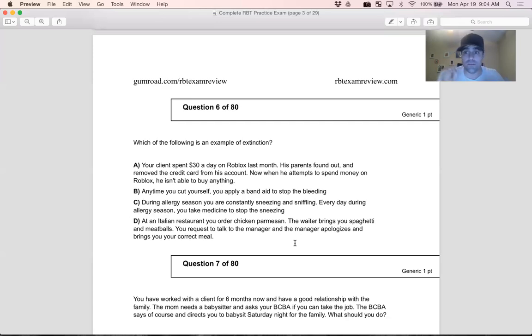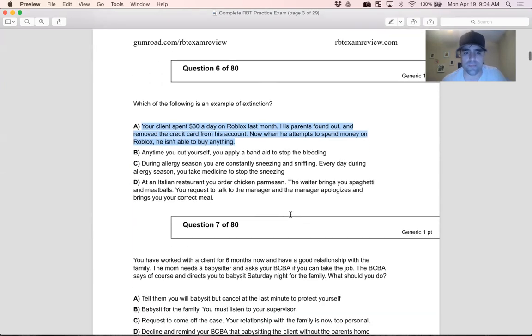So the only situation here where we took a previously reinforced behavior, okay, spending money on Roblox, buying things on Roblox, and then removed that reinforcement, no longer being able to buy anything, is answer A. Okay, so another good question. Good way to understand extinction there.